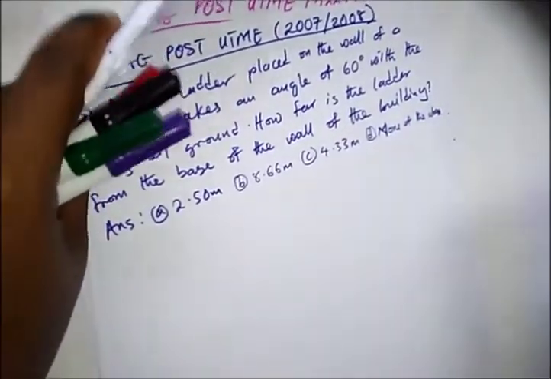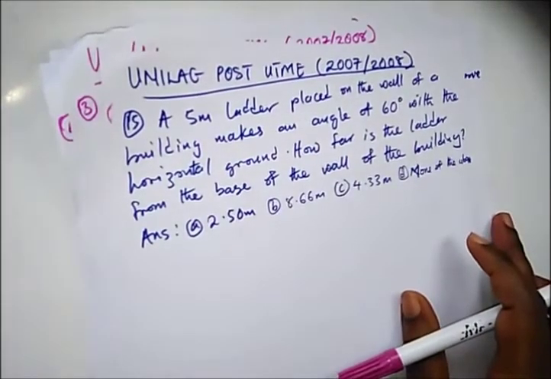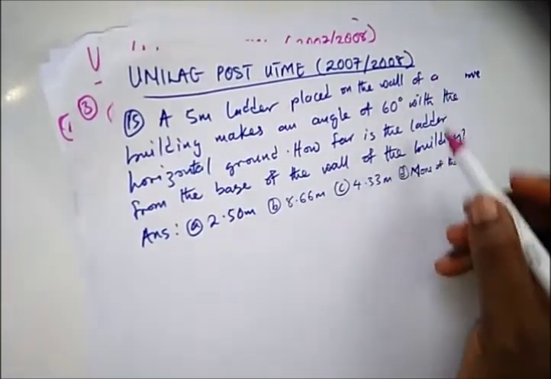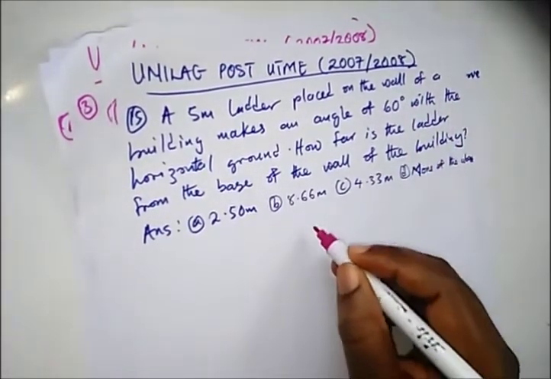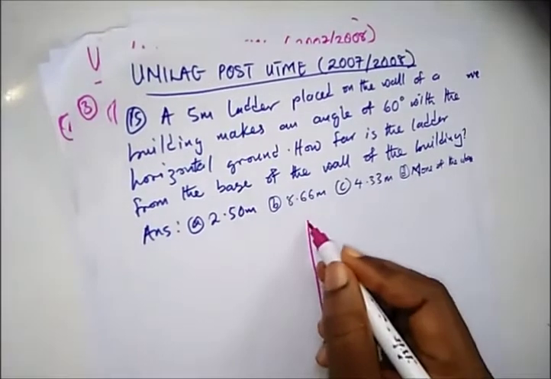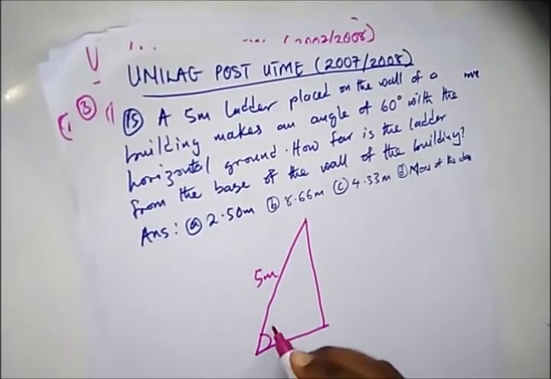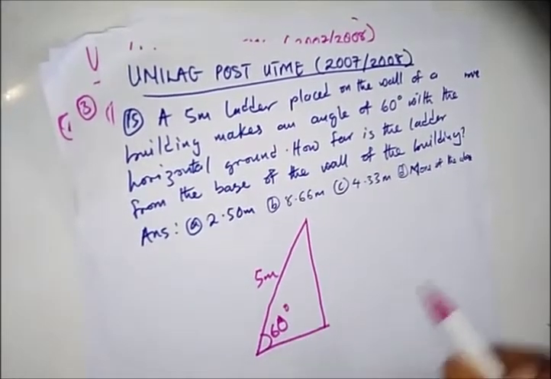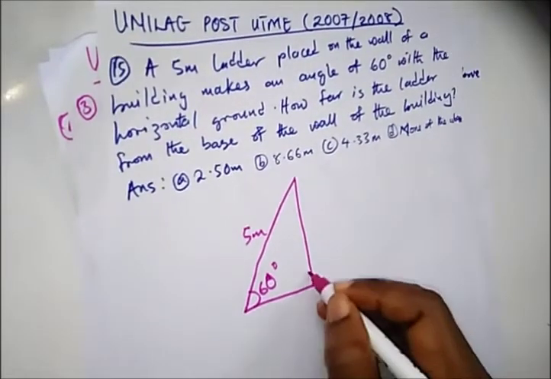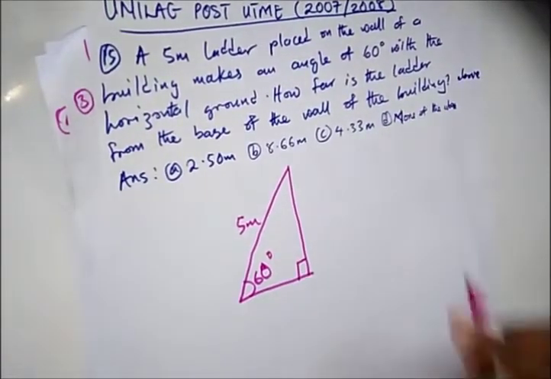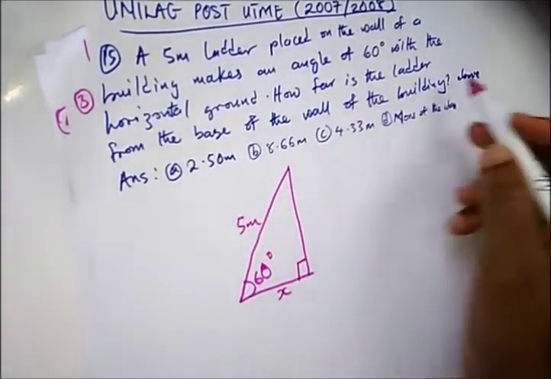So our final question here, yes, we spent a lot of time. Our final question here says a ladder placed on the wall of a building makes an angle of 60 degrees. This is a wall. This is the ladder, 5 meters at an angle of 60 degrees with the horizontal ground. Okay, so with horizontal ground, that means this is angle 90. How far is the ladder from the base of the wall? We're looking for this.